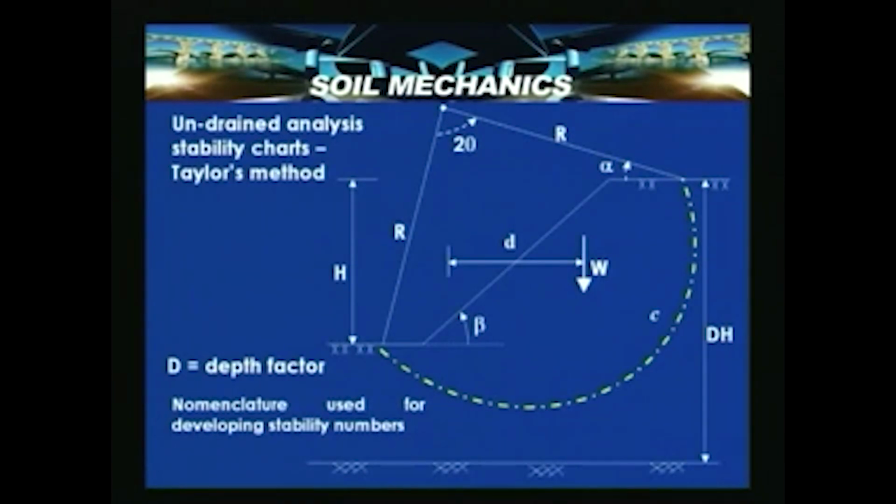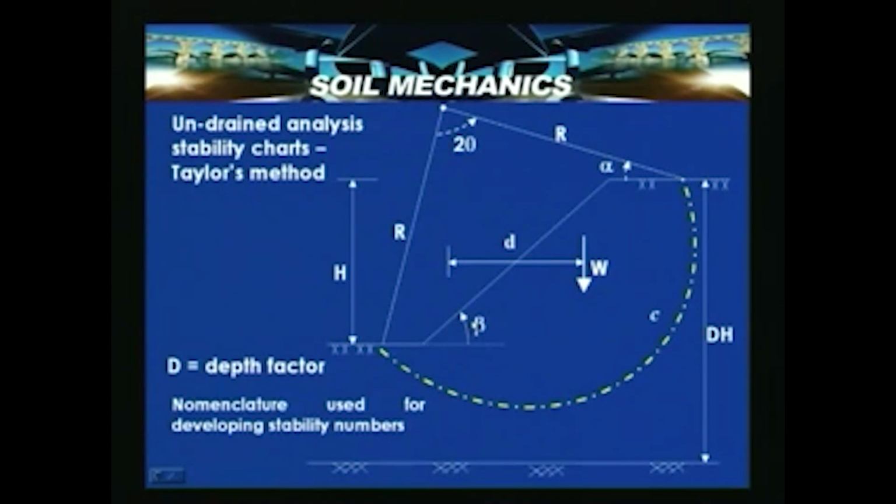Now, let us look at another extension of this circular arc analysis, popularly known as Taylor's stability method or Taylor's stability charts. So, undrained analysis, Taylor's stability analysis. This figure shows the nomenclature used for developing stability numbers by Taylor, 1948. 2 theta is the angle indicated here, and alpha is the inclination of this line with the horizontal, indicating the geometry of the slope.